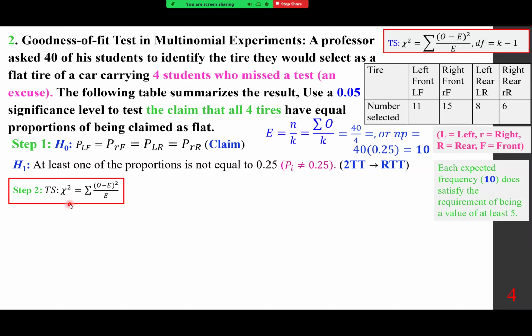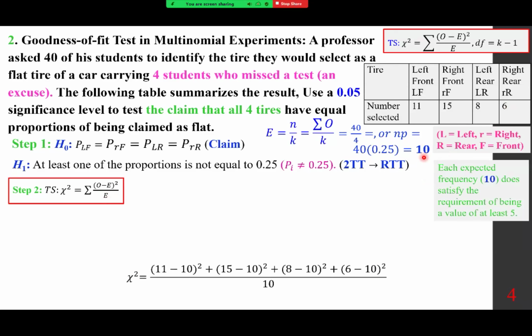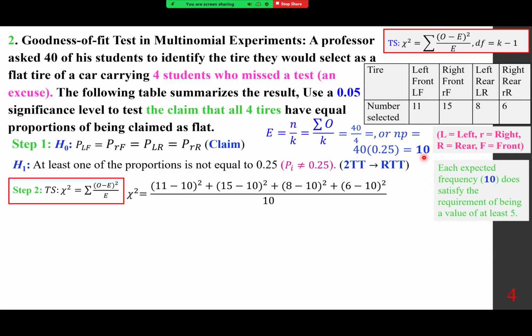The test statistic chi-squared is the summation of observed minus E, quantity squared, over E. Again, you don't have to do it by hand, but it's small enough that we can do it. How? Very simple. 11 minus 10 quantity squared, plus 15 minus 10 quantity squared, plus 8 minus 10 quantity squared, plus 6 minus 10 quantity squared, all divided by E, which is 10. So it's really doable by hand. We get 46 over 10, or 4.6. So that's our test statistic.